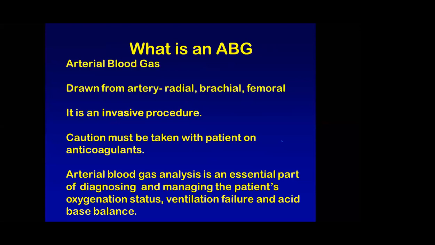You can draw the blood for the ABG analysis usually from the radial or the femoral artery. Very rarely we use other places if we don't get it. It is also an invasive procedure, we all know. The caution is that we use a lot of anticoagulants nowadays, so you have to be very careful with it. It is becoming very important for diagnosing and managing every patient who comes into the hospital nowadays, depending upon ventilation or even the acid-base balance, what we have to do.